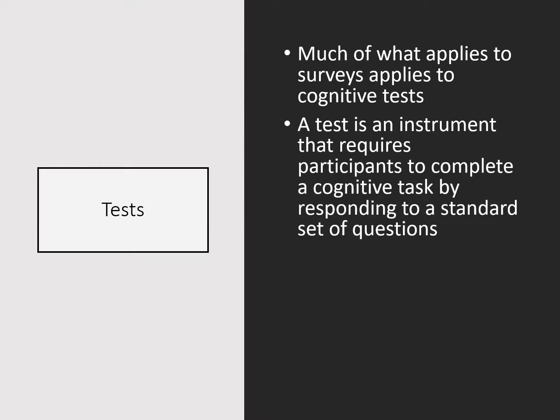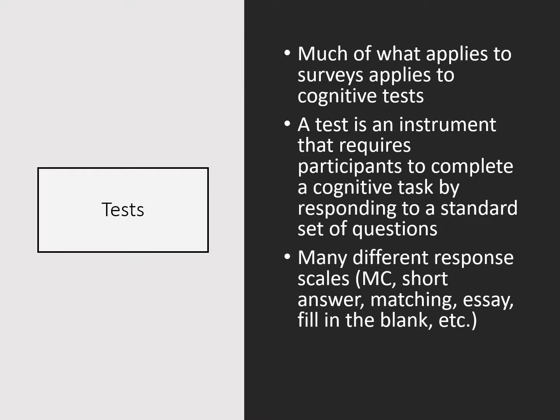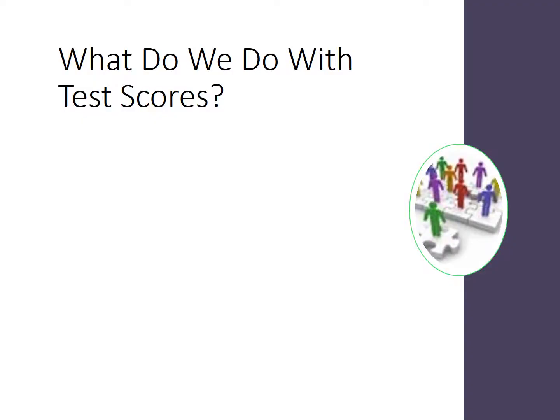You're asking participants to complete some sort of cognitive task by responding to a standard set of questions. And again, you can have lots of item types. You can have multiple choice, short answer, matching, essay, fill in the blank. And those response scales might be dichotomous, in that either the student gets them right or wrong, or they might be rated subjectively on a scale, from 1 to 20 points, perhaps available on an essay.